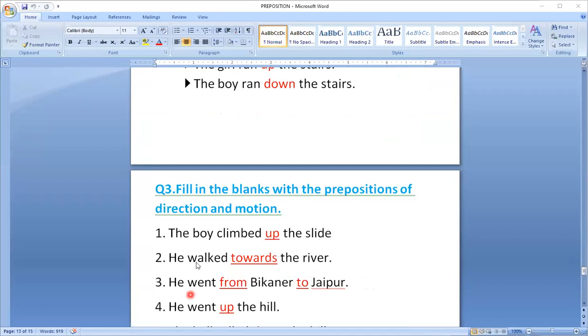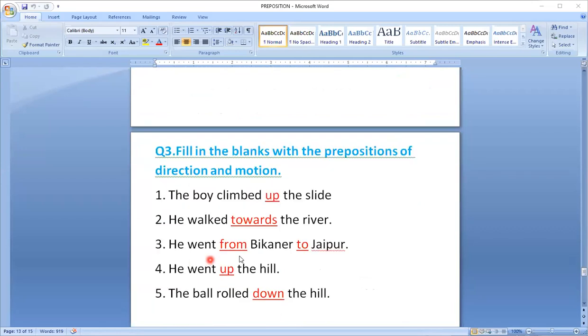Now number three is: we went dash Bikaner to Jaipur. So here you notice that जहाँ से हम departure होते हैं और जहाँ पहुँचते हैं, जो हमारा destination होता है, वहाँ पर हम to use करते हैं और जहाँ हमारा departure point होता है, वहाँ हम from use करते हैं. So here we notice that we went from Bikaner to Jaipur.